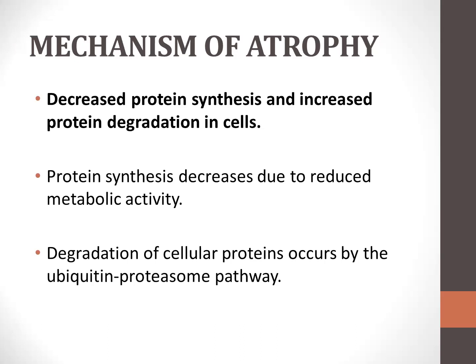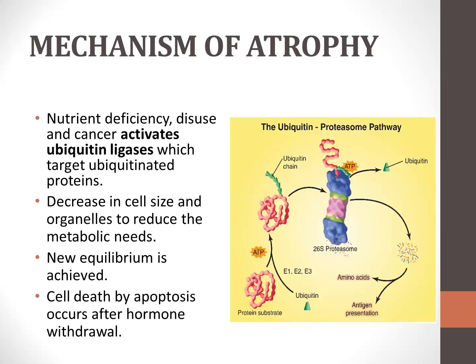Atrophy occurs because of decreased protein synthesis and increased degradation of protein in the cells. And this degradation occurs by the ubiquitin proteasome pathway. Ubiquitin is a protein that, when it attaches to the protein substrate that has to be broken down, makes it more palatable for the proteasome. The proteasome has enzymes for digestion. And when this protein substrate is engulfed by the proteasome, it is broken down into small amino acids. So in atrophy, the protein degradation increases.